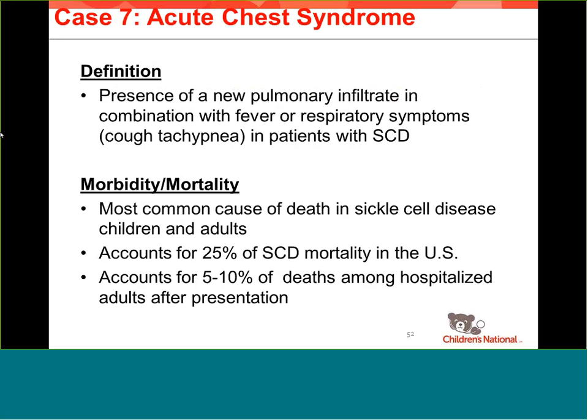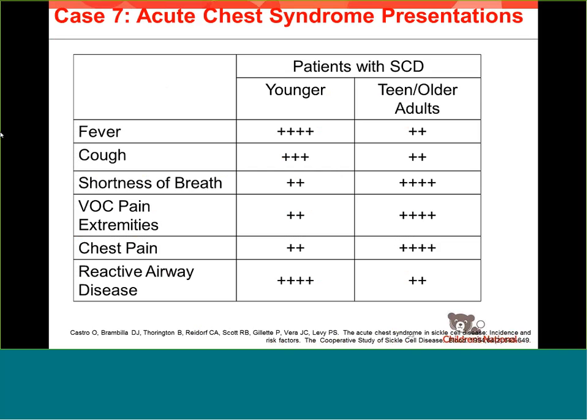It is the most common cause of death in sickle cell patients, 25% of mortality in sickle cell patients in the United States, and accounts for 5% of deaths among hospitalized adults after presentation. And just to mention, what are the presentation patterns? We know that acute chest syndrome in the younger kids usually presents with fever and cough, associated with viral illnesses. So a lot of the respiratory viruses can trigger acute chest syndrome. Very, very few of them will have pain.